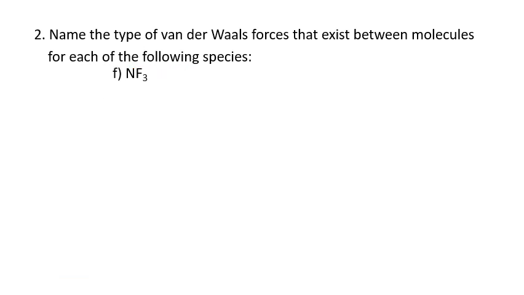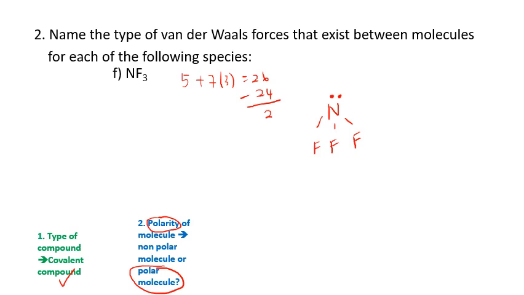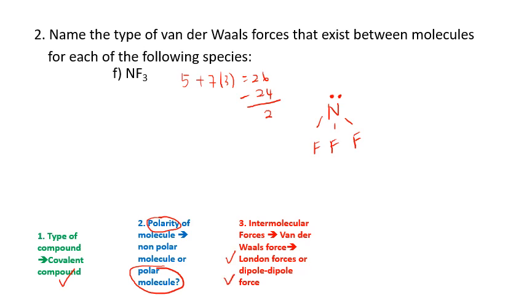Last part for question number 2. Again, based on the formula here, nitrogen and fluorine are both non-metals, so they are going to form a covalent compound. So next we are going to determine the polarity. Nitrogen has 5 valence electrons, fluorine has 7 times 3, so in total we have 26 valence electrons. With 3 terminal atoms, we basically minus 24, so we have 2 extra electrons. As this molecule has lone pair electrons, we consider NF3 a polar molecule. So if it is a polar molecule, the intermolecular forces present between the molecules are London forces and dipole-dipole forces.